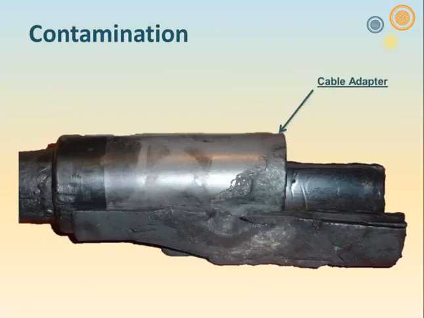Contamination. Here we have a cable adapter, and this is the end of the elbow housing. You can see it cut away, and you can see the erosion in this area here. Now, this is the way the part came back to us from the field.